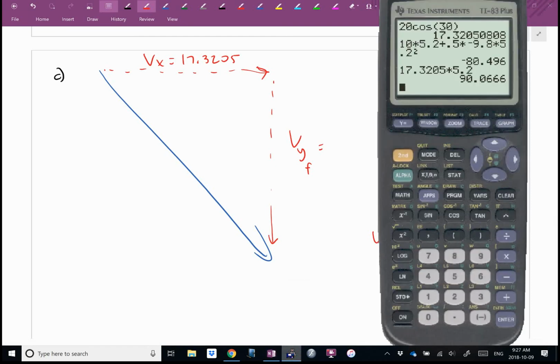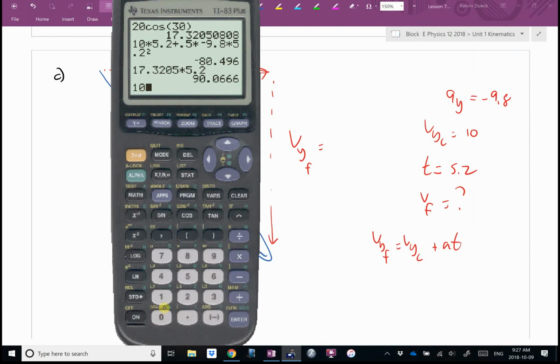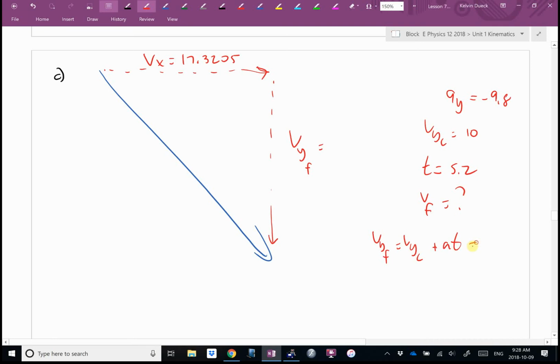It's going to be 10 plus negative 9.8 times 5.2. I get a negative answer. What's the negative answer telling me? We are on the way down, which matches my understanding. I'm not going to put the negative on my actual triangle, so I'll write negative 40.96. I'll put 40.96. Where is the negative on my triangle? Right there, with that little down arrow.